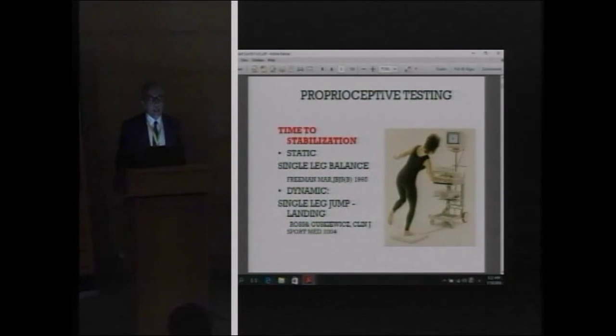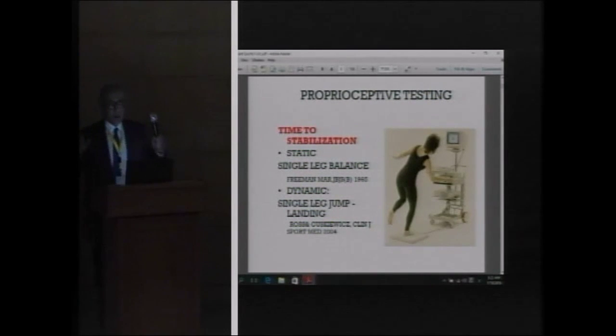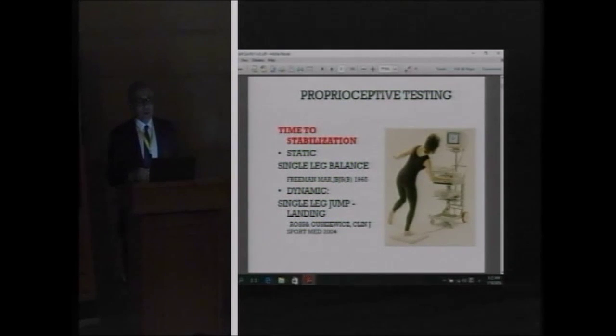An ankle sprain can lead to ankle instability, and you can measure ankle instability by asking the patient to stand on one leg and balance, and standing on the other leg and balance, and you measure the time it takes to stabilize. Some of these patients cannot stabilize at all. You can also do it with a machine. There is a machine called a stabilometer, and it measures the time it takes to stabilize.